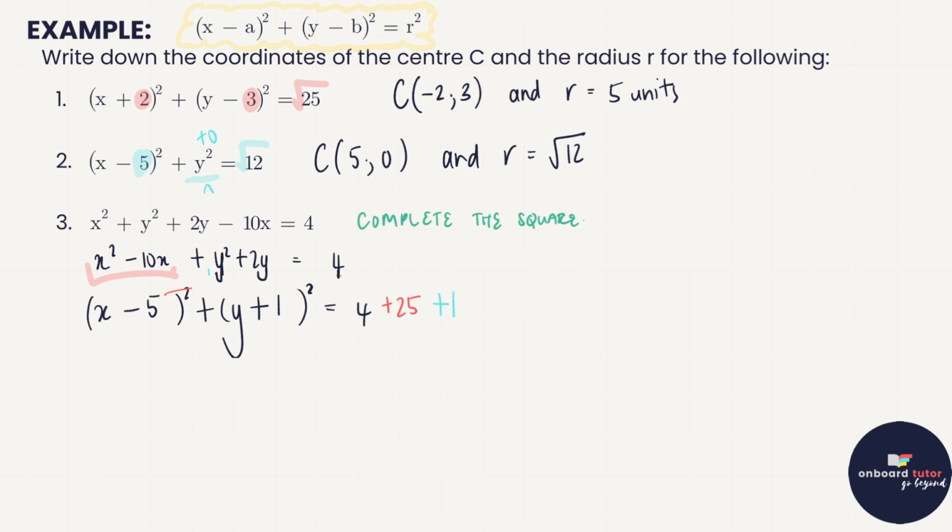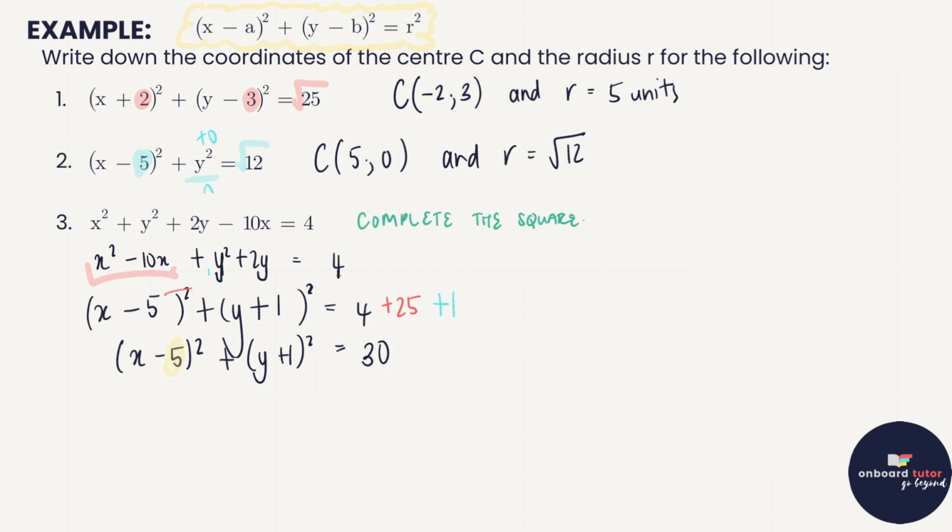Okay, if you want to check it, you're welcome to take this out here and do a little bit of FOIL. You will see you end up with y squared plus 2y plus 1 when you expand this bracket. Okay, so let's quickly have a look. What are we sitting with now? This is starting to look like the equation of a circle. x minus 5 squared plus y plus 1 squared is equal to 4 plus 25 plus 1, which is going to give us 30.